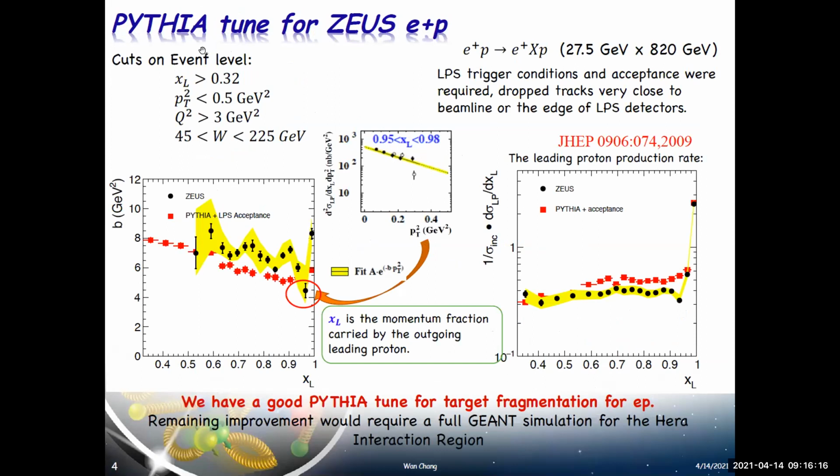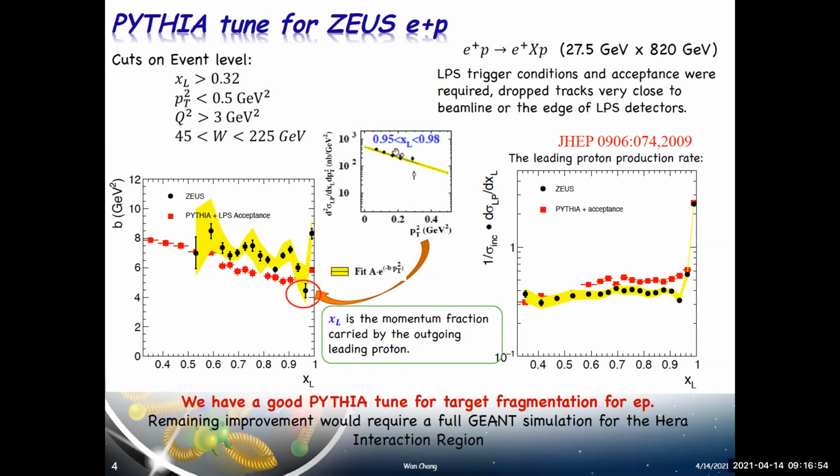The tuning at the event level is shown here. The left plot is the b versus the xL distribution. Here, xL is the momentum fraction carried by the outgoing leading proton. b is obtained from the middle small plot. The middle small plot is the double differential cross section of the leading proton as a function of pT squared, in several xL bins.